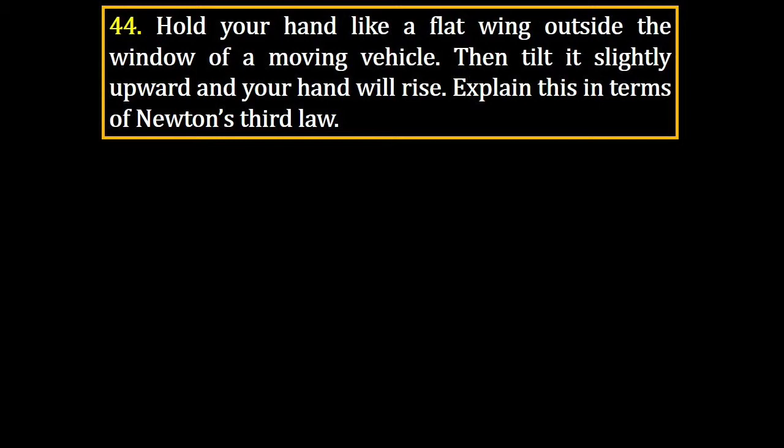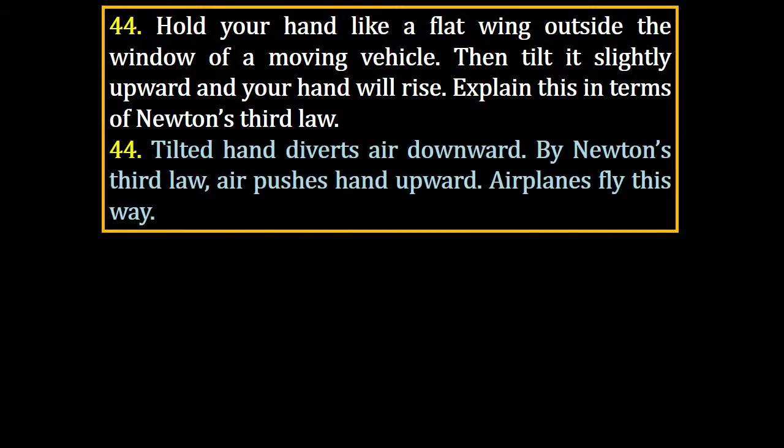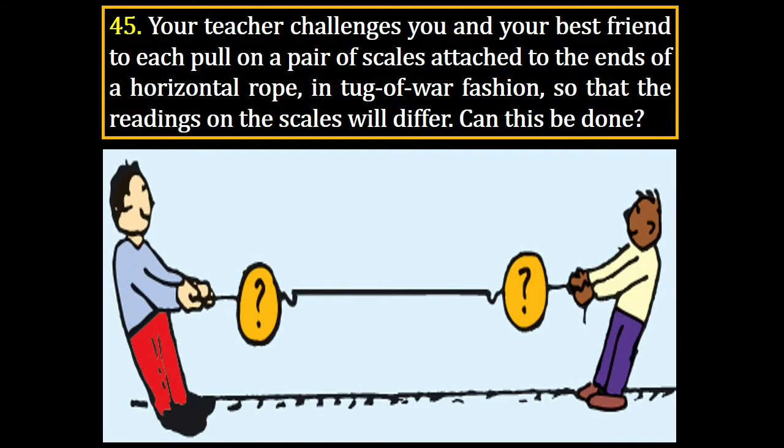Hold your hand like a flat wing outside the window of a moving vehicle. Then tilt it slightly upward and your hand will rise. Explain this in terms of Newton's third law. Well, your hand pushes on the air, and the air pushes on your hand. The tilted hand diverts air downward. By Newton's third law, the air pushes the hand upward. An airplane flies this way. It's also a little bit different in terms of Bernoulli's principle, but it's the same idea: action and reaction. You push on the air, the air pushes on you.